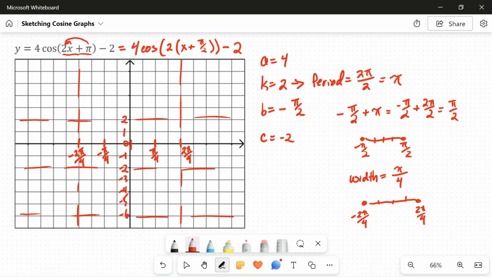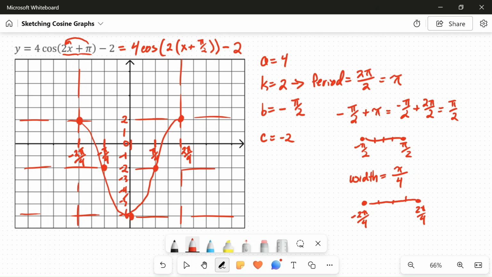I'm drawing the cosine graph. It's not reflected. So we're going to start in the top left corner and end in the top right corner. We're going to hit the bottom in the middle, and then we're going to hit the midline. Whoops, my midline is not. My midline is the negative 2, so my bottom is at the negative 6. We're going to hit the midline at the negative pi over 4 and the positive pi over 4. So my graph is going to look something kind of like that.